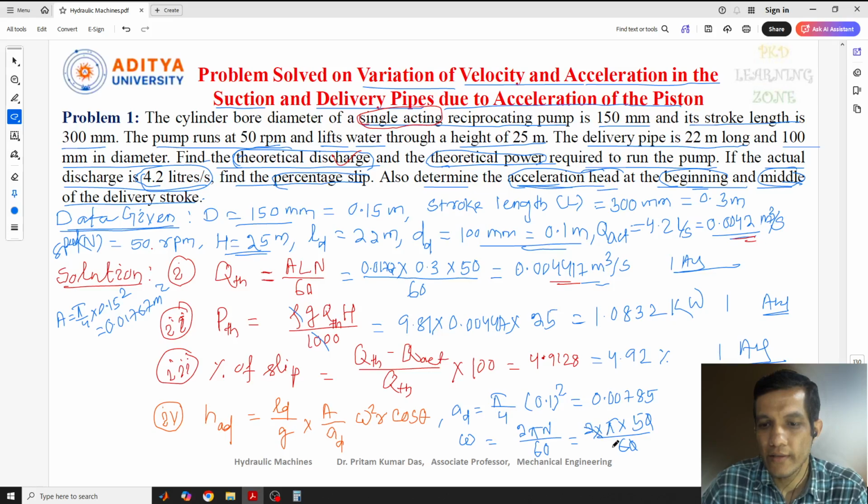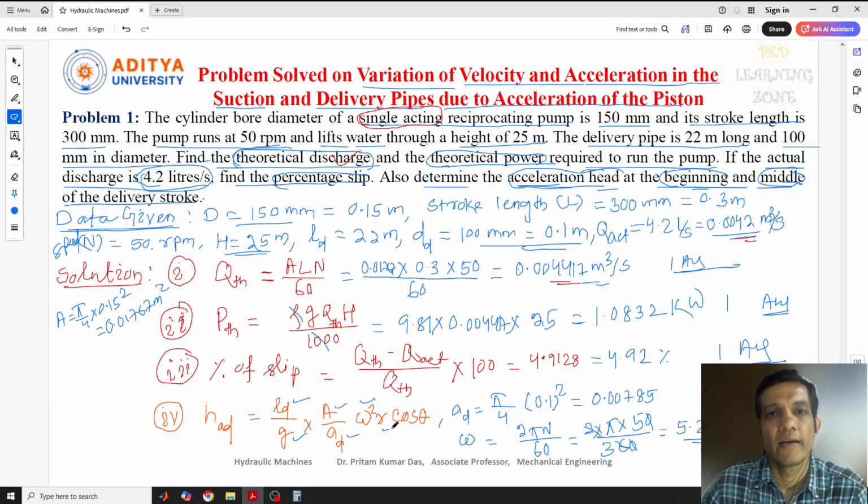So now I'll cancel this 3. So 3.14, 3.3, so it will be 1.05 something, multiply by 5. So it will be like 5.2 something that will come. Okay, this is omega. Now, the next value: this is given, this is known, this is also known, and this omega is calculated.